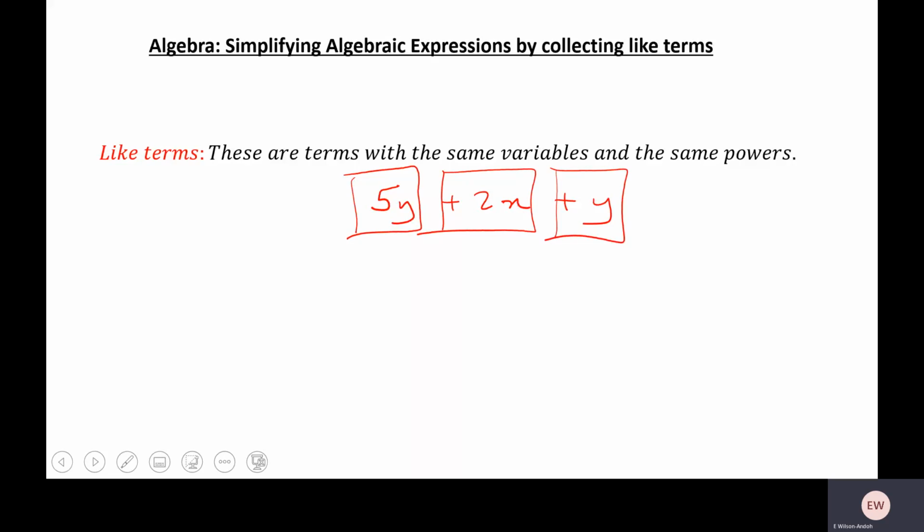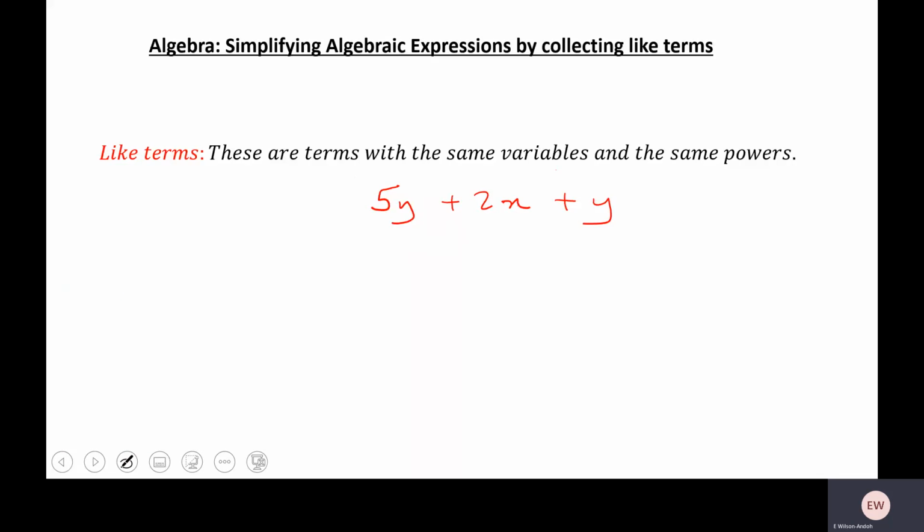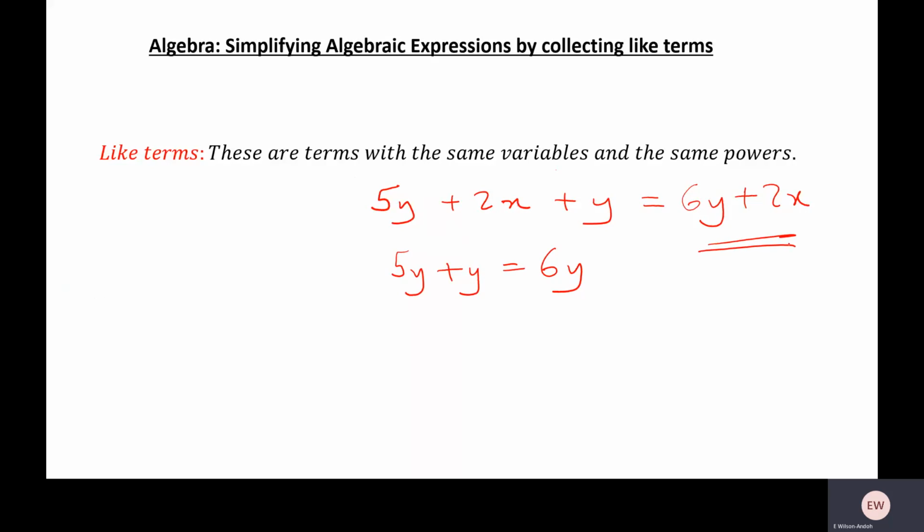And when we look at the third term, the third term has variable y. So the first term and the third term are like terms. So we are going to have 5y plus y, and this will give us 6y. So the answer to this is going to be 6y plus 2x. So we've simplified this expression to give us that.